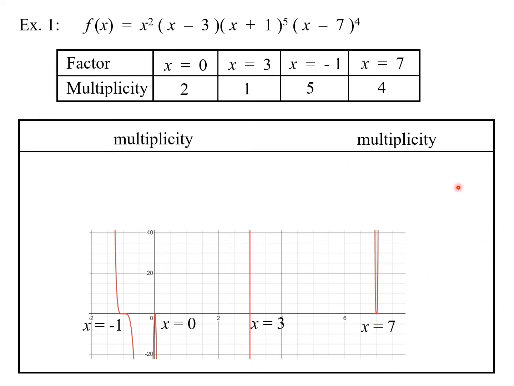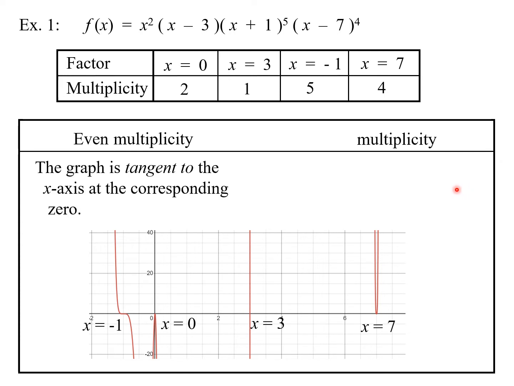And what we can say about this is for factors that have even multiplicity, the graph is tangent to the x-axis at the corresponding 0. And when we say tangent, it means it just touches the axis. It doesn't cross it. It just touches it and goes back. So the factors that have even multiplicity, x equals 0 has a multiplicity of 2, x equals 7 has a multiplicity of 4. If it's even multiplicity, then the graph is tangent to the axis at the corresponding 0. That is, it touches it and goes back.